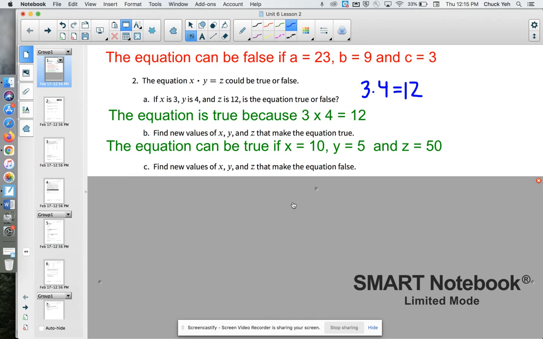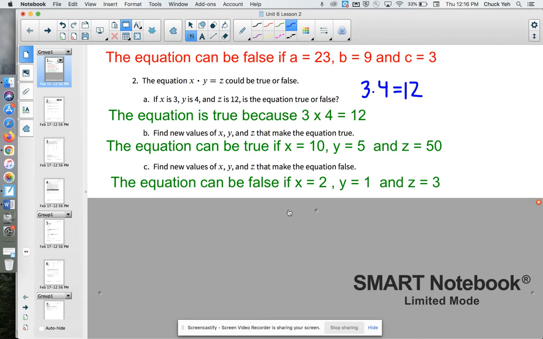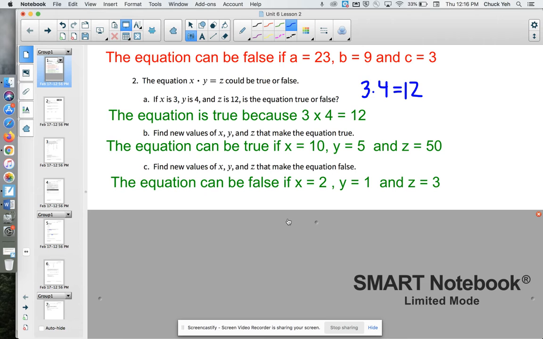Find new values of x, y, and z that make the equation false. Pause the video, write an answer when you're ready. Take a look at it. So I have 2 times 1 is 3. Of course, that's false. All right? Okay.